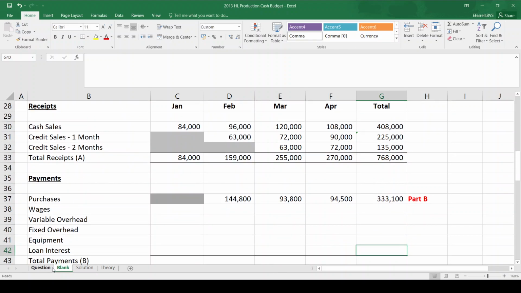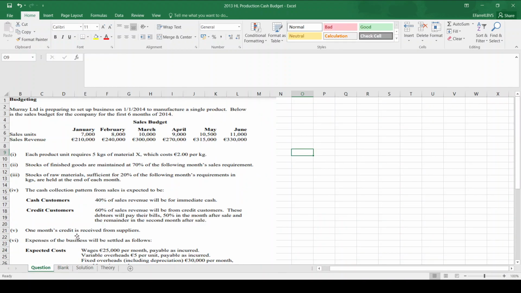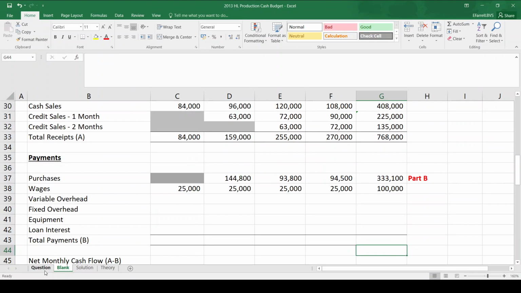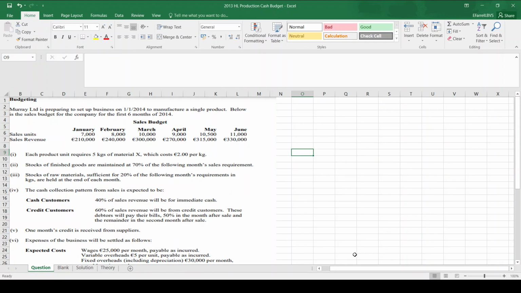Wages. In the question, it says that wages are 25,000 per month payable as incurred, just meaning that it's paid in the month the expense is. So that's just simply 25,000 each month. Variable overhead is €5 per unit payable as incurred.